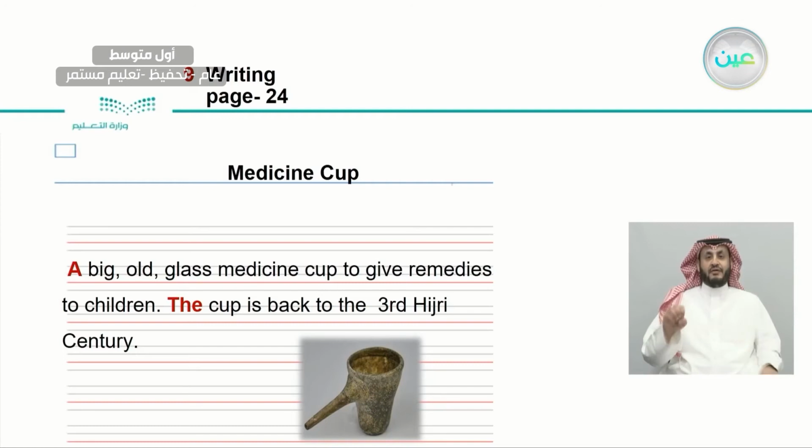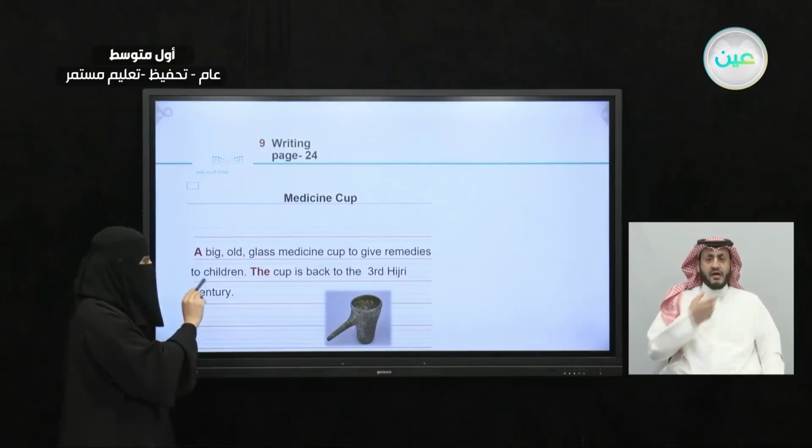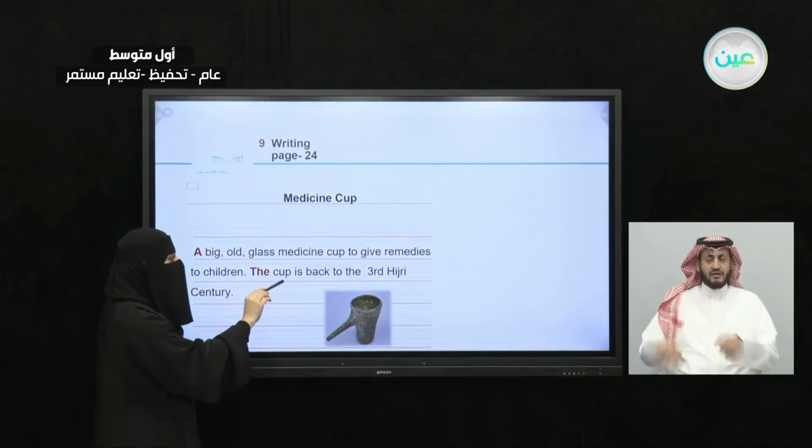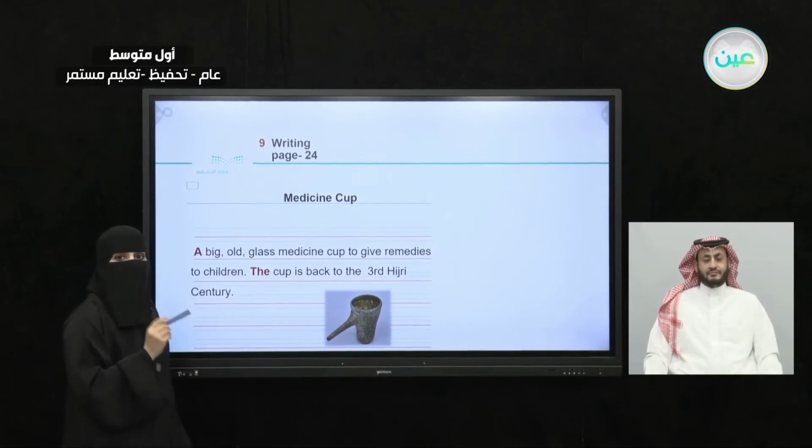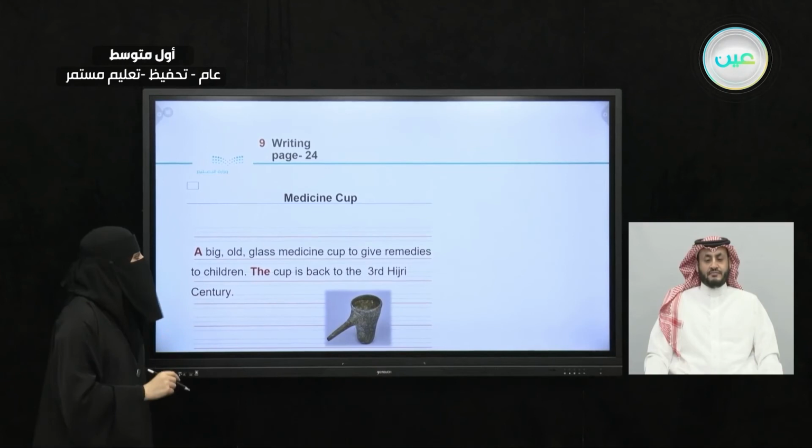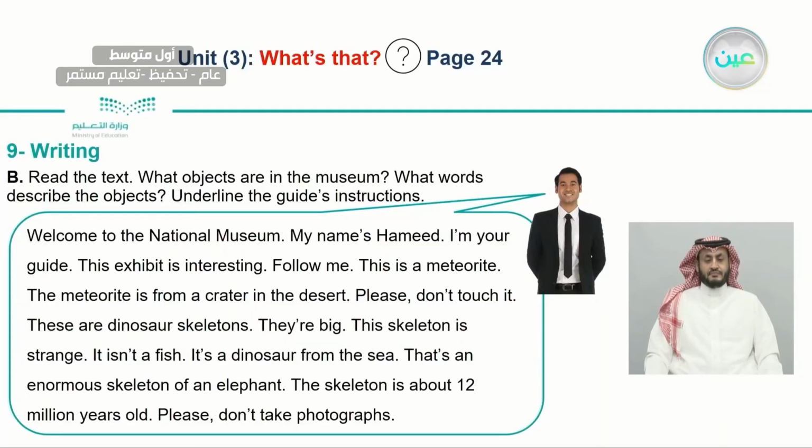I already described it. Okay? The cup is back to the 3rd Hijri century. Okay? Please make sure you take your time in this section. Okay? Let's look at letter B. Read the text. What objects are in the museum? What words describe the objects? Underline the guide's instructions.